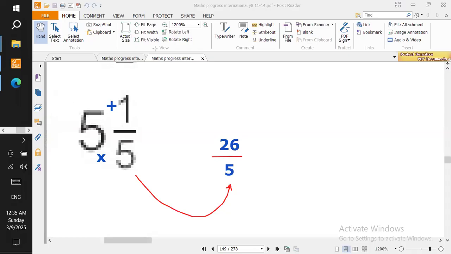Now, to find the reciprocal, I just make it upside down. So I'm going to take the 5 up and the 26 down. And this is how you answer a question like this.